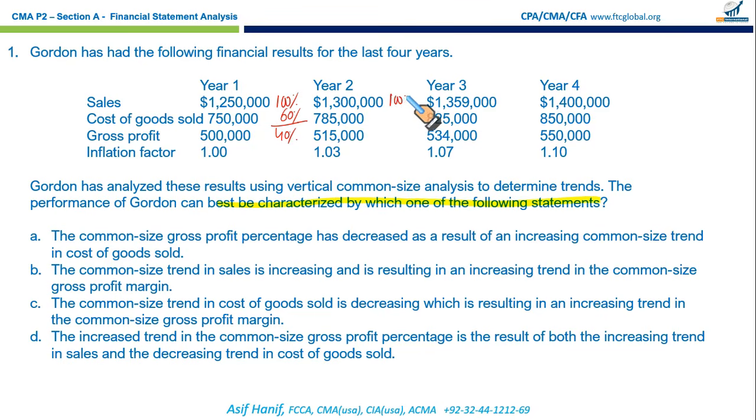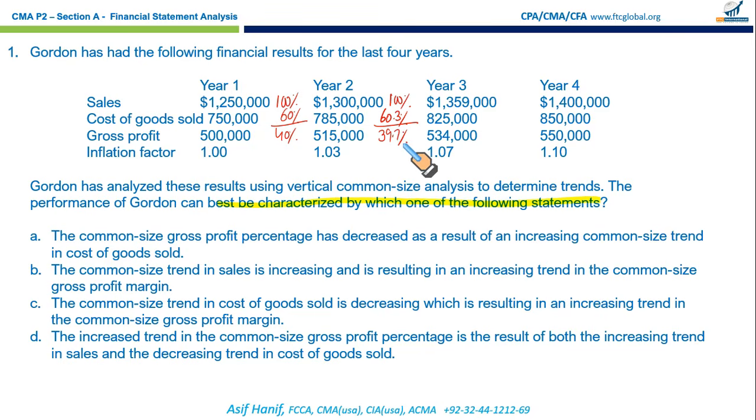Sale is 100%, 1.3 million. 785 upon 1.3 million gives you 60.3%. And of course, the difference will be the gross profit. That will be 39.7.